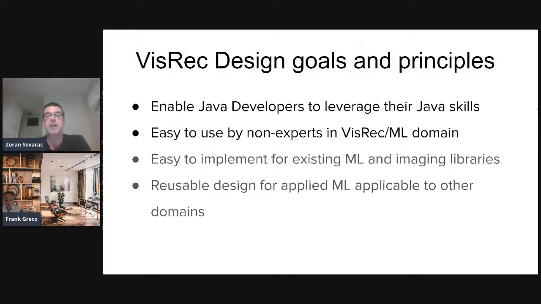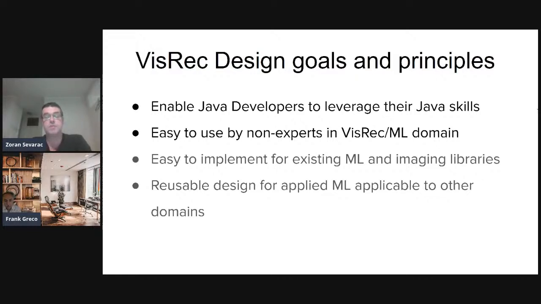Our main design goals and principles when creating this API are to enable Java developers to leverage their Java skills when they do machine learning, and to make it easy to use for non-experts in the visual recognition and machine learning domain, because that's one of the challenges we identified: starters with machine learning in the Java world have the most difficulties. They don't know which algorithm to choose or how to tune these specific algorithms for specific tasks, and it takes a lot of research and investment of time to get all these things together.